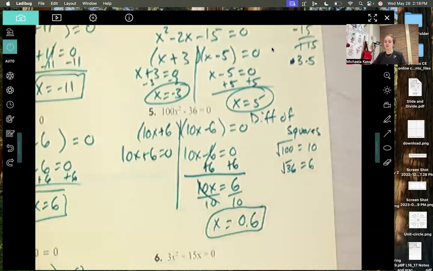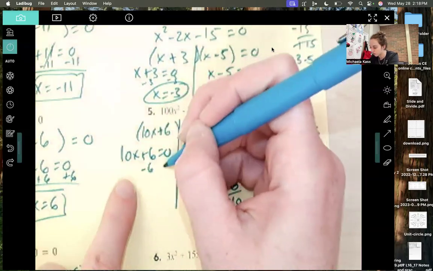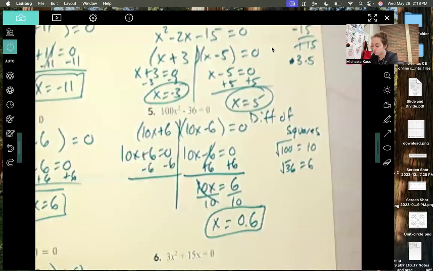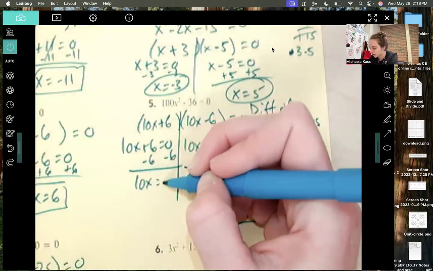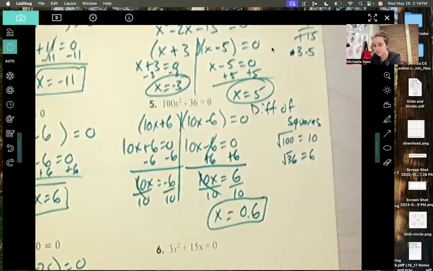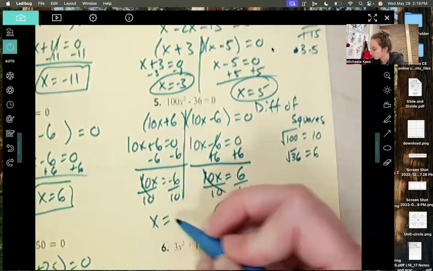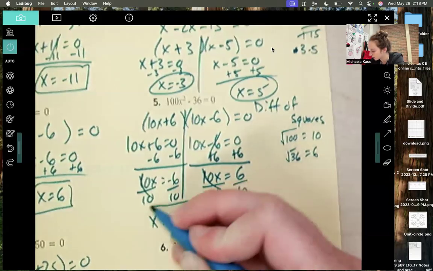Now, notice something. These are the same thing, right? The only difference is our first step would actually be subtraction of 6. So ultimately, you're going to get the same answer, but it's going to be negative, right? It's the same steps, only this is a negative 6. So the answer over here is just going to be negative 0.6.